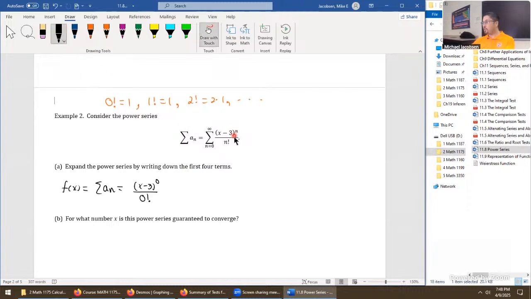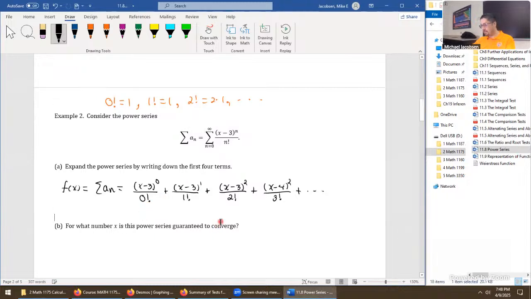So that's our very first term. Index updates to a 1. So we get plus (x minus 3) to the power 1 over 1 factorial, and just rinse and repeat. We're going for 4 terms, so (x minus 3) squared over 2 factorial, (x minus 4) squared over 3 factorial, and there's our first 4 terms.